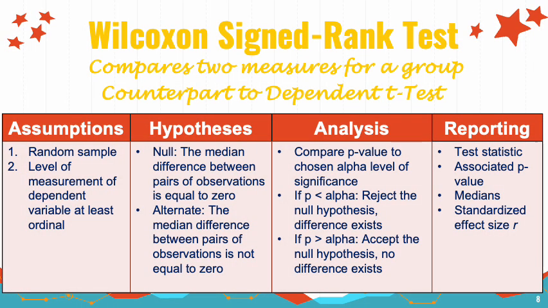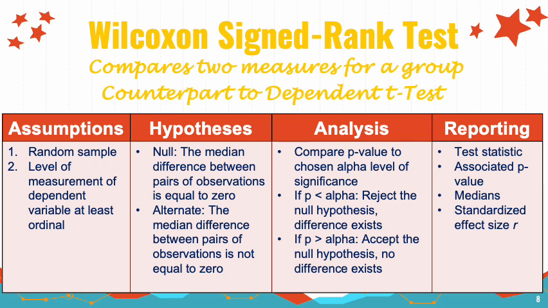The next non-parametric test that we are going to discuss is the Wilcoxon sign rank test, and this test is the non-parametric counterpart to the dependent sample t-test. This test should be run when you are comparing two measures for a group, but the assumption of normality from the dependent sample t-test has been violated. There are two assumptions for the Wilcoxon sign rank test that you must check before running the test. First, you should have a random sample, and second, the level of measurement for the dependent variable should be at least ordinal so that you can use ranking.